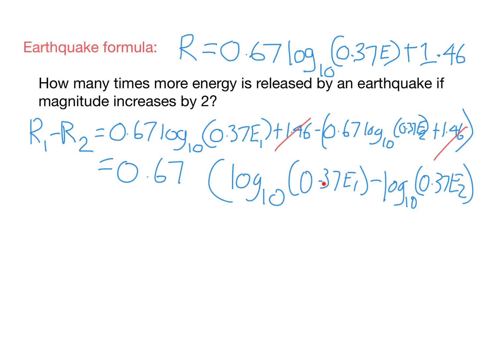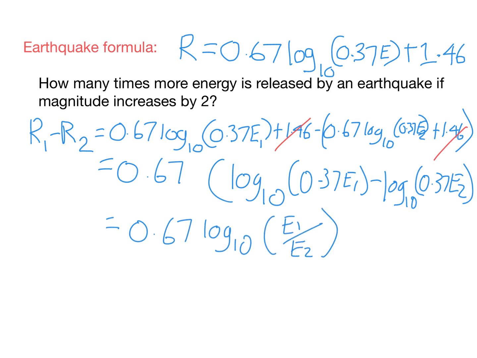Now, using the log laws, we are subtracting two logs of the same base, so I can divide these two. When I divide 0.37E1 by 0.37E2, I will cancel out the 0.37s. So I'm going to be left with 0.67 log base 10 of E1 over E2.